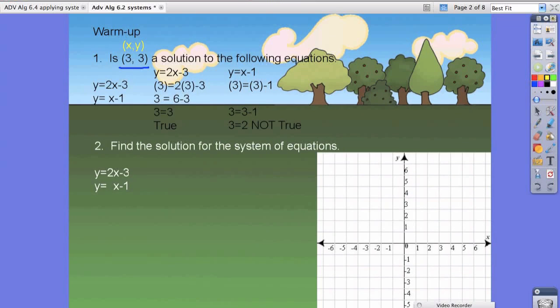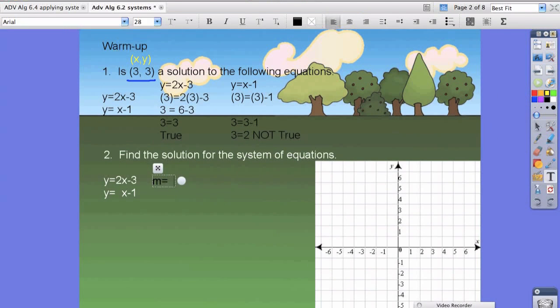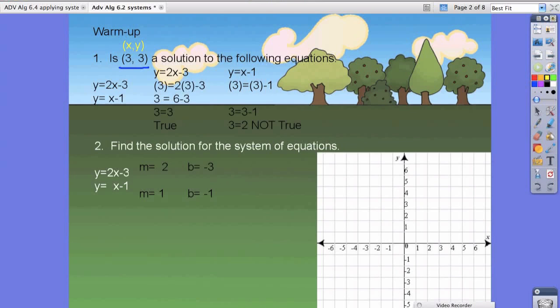For example 2, it says find the solution for the system of equations. Now remember, when we're solving this graphically, we have to find out what m and b are equal to. So for the top equation, m turns out to be 2, and b turns out to be negative 3. For the bottom equation, your m turns out to be 1 because there is only one x, and your b is negative 1. So now we're going to graph.